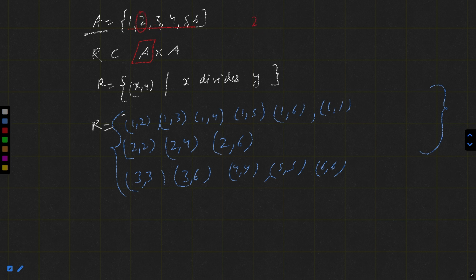Suppose this is (2, 2); it belongs to this. Yes, (2, 2) belongs to this. If this happens, then check for all the elements. So is (3, 3), (4, 4), (5, 5), (6, 6) and (1, 1) all belonging to R? Yes, you can see (1, 1), (2, 2), (3, 3), (4, 4), (5, 5), (6, 6). So from the definition, we can say it is reflexive.